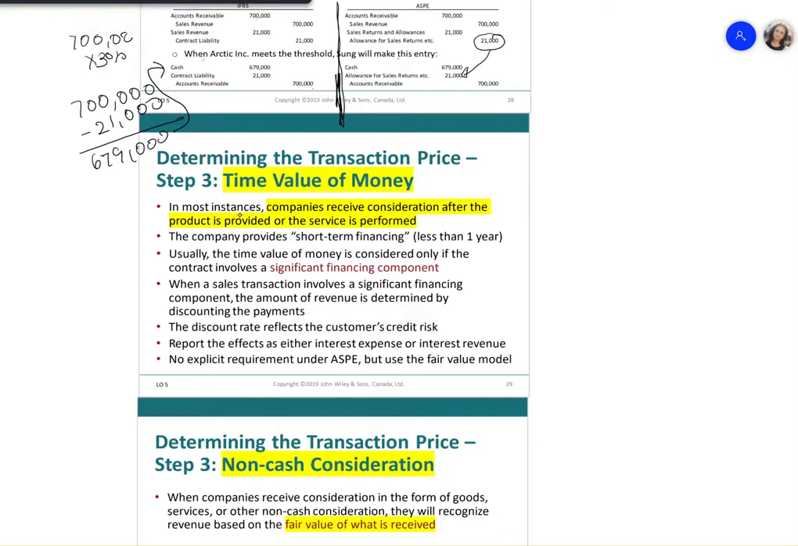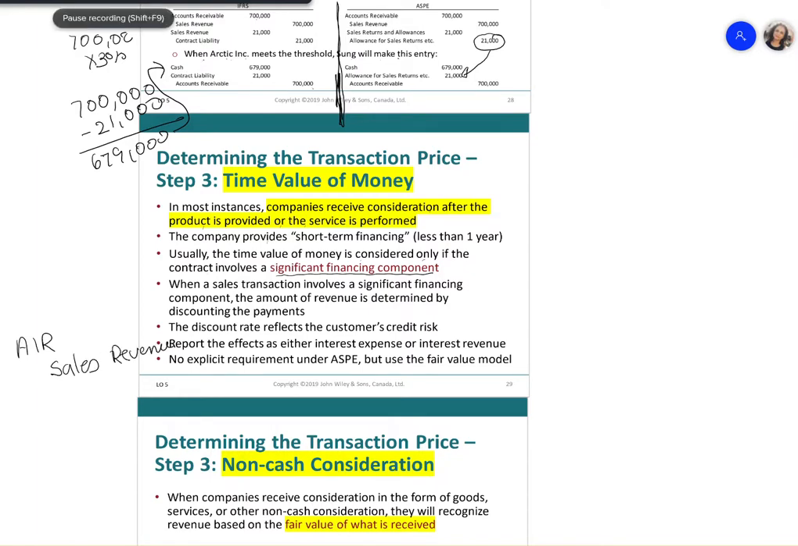They're saying in most instances companies receive consideration after the product is provided or services are performed. The company provides short-term financing of less than 1 year. Time value is considered only if the contract involves a significant financing component. Sometimes we provide the sales, so we have a sales revenue and an accounts receivable.